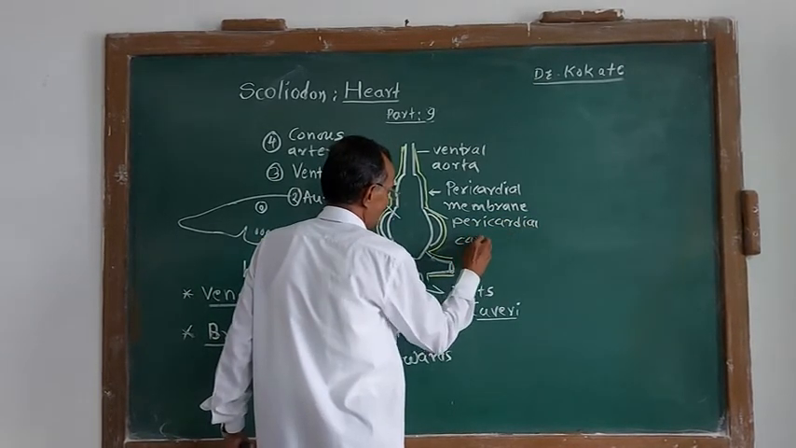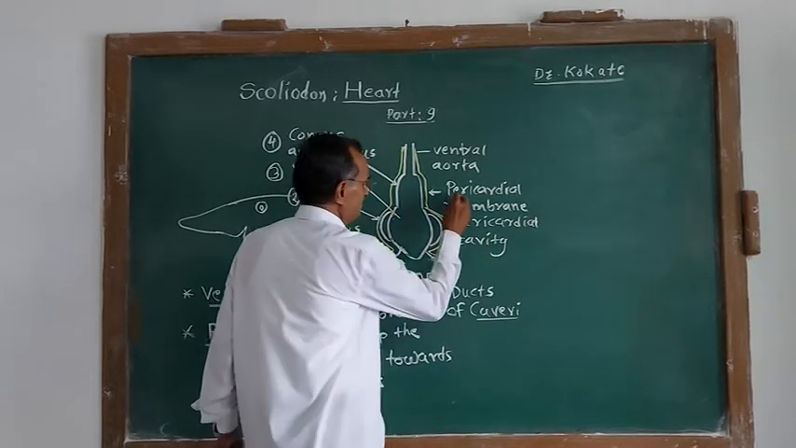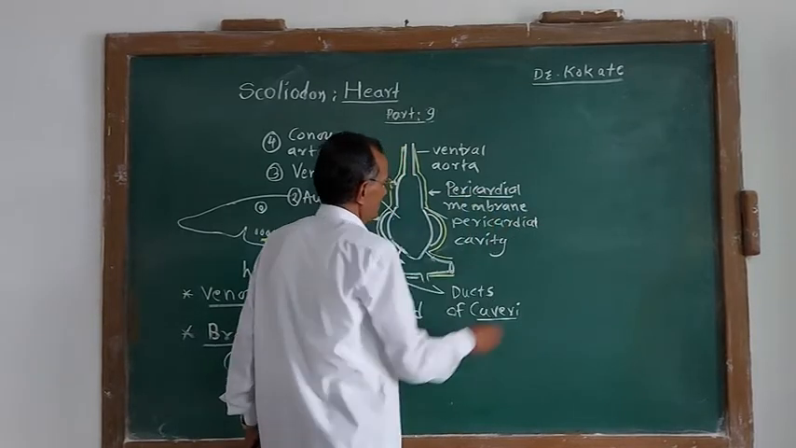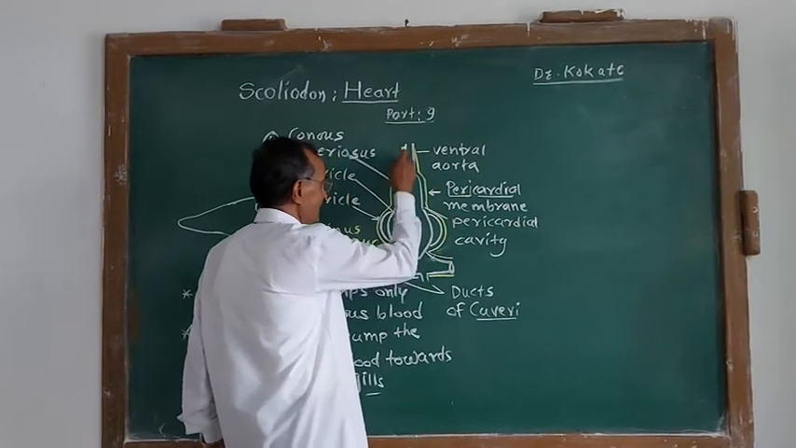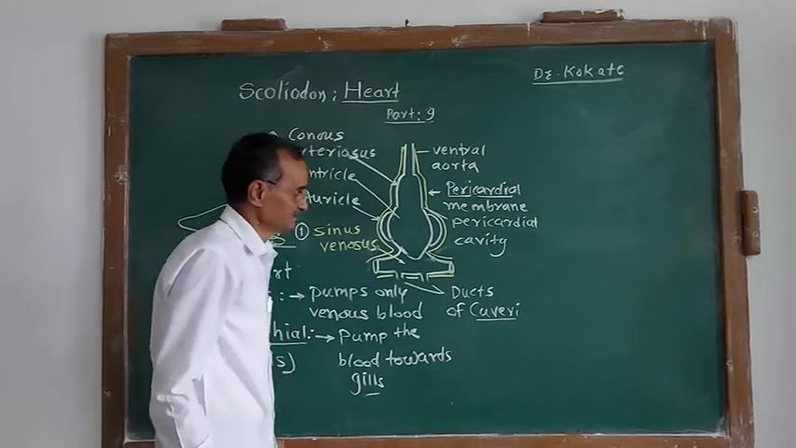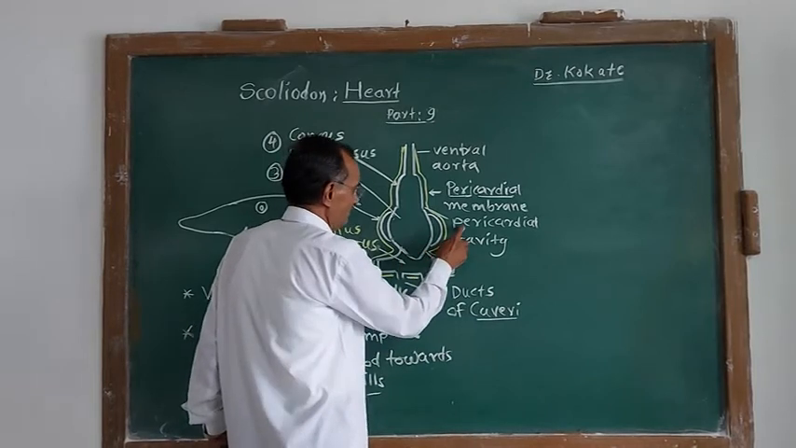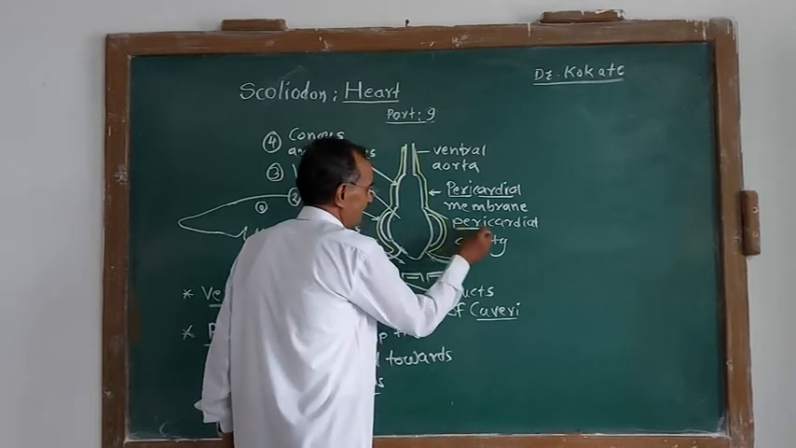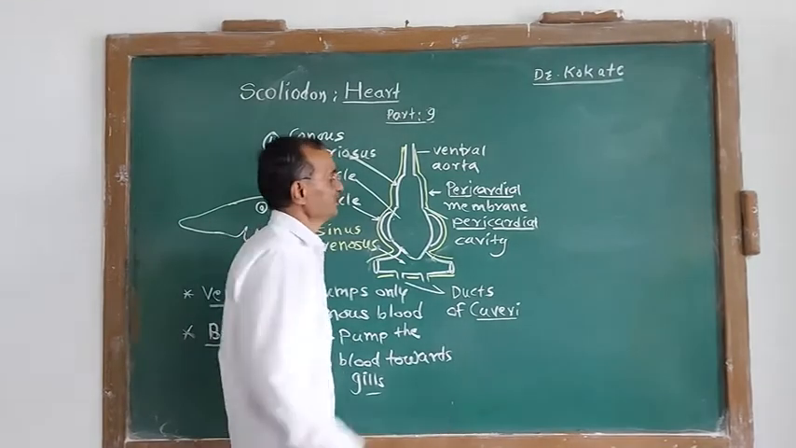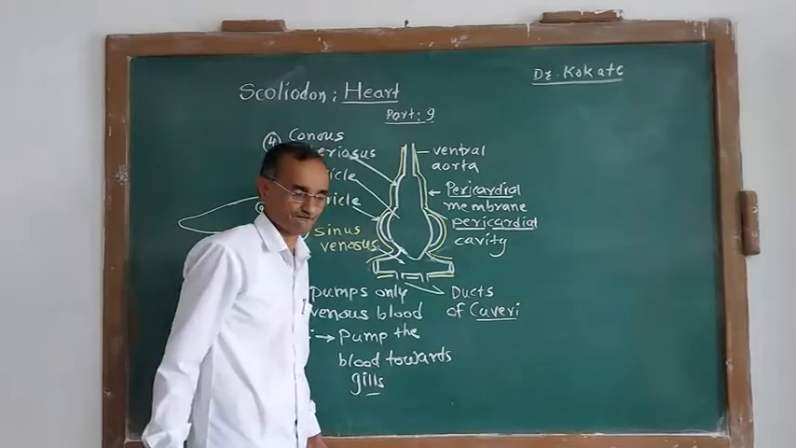Now, how to remember these words? Pericardial cavity. Peri means surrounding and cardial means heart. A membrane surrounding the heart is called the pericardial membrane. A cavity surrounding the heart is called the pericardial cavity. It is very easy. So the pericardial cavity is a cavity surrounding the heart.